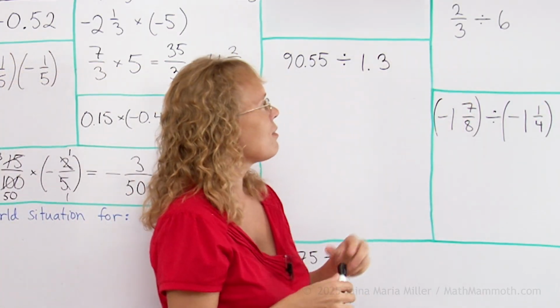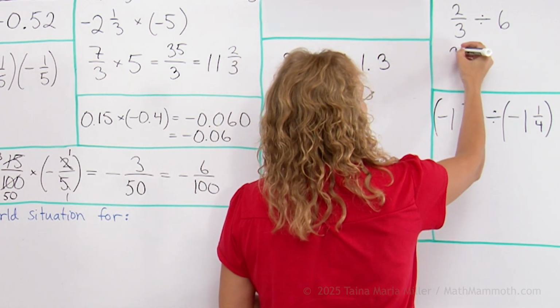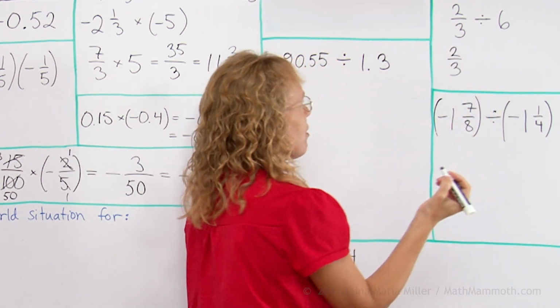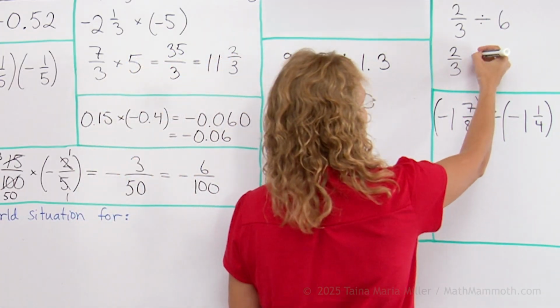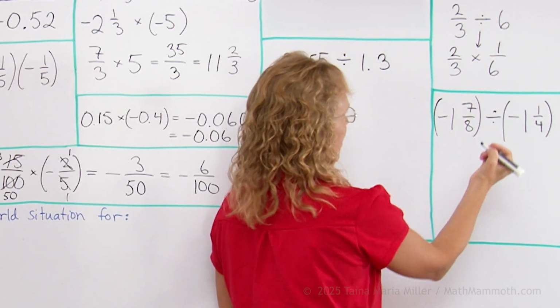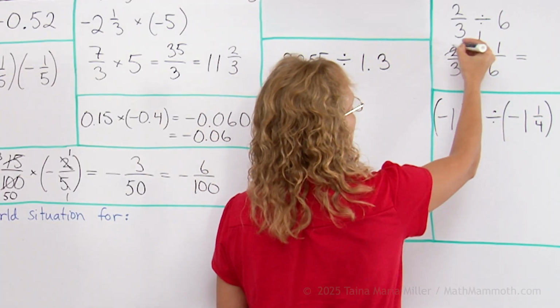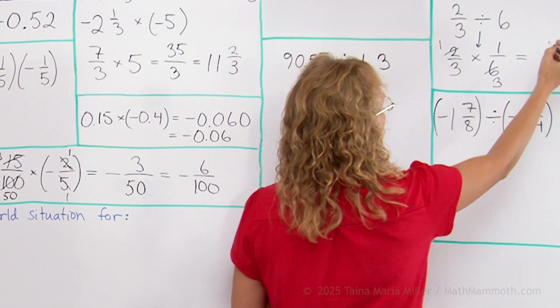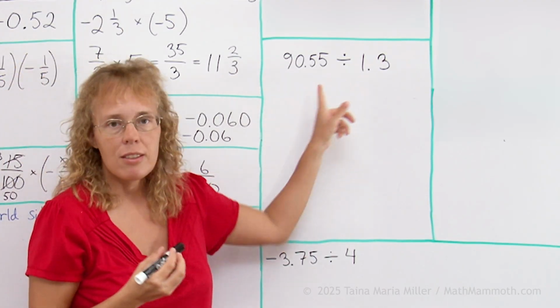This one here, 2/3 divided by 6, is a simple fraction division. 2/3, you remember how to divide fractions? You need to change the division into a multiplication and 6 into its reciprocal, like that. And then it's easy to multiply, though I can simplify before I multiply as 1 and 3, so I get just 1/9.